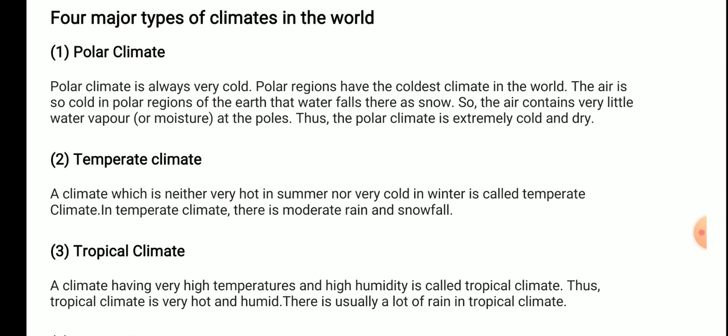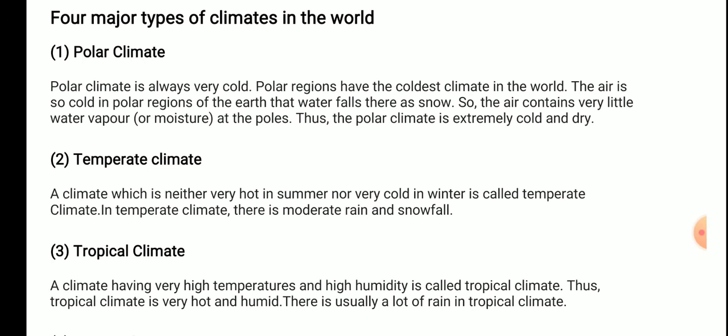The first one is the polar climate. Polar climate is always very cold. Polar regions have the coldest climate in the world. The air is so cold in polar regions of the earth that water falls there as snow. So the air contains very little water vapor at the poles. Thus polar climate is extremely cold and dry.